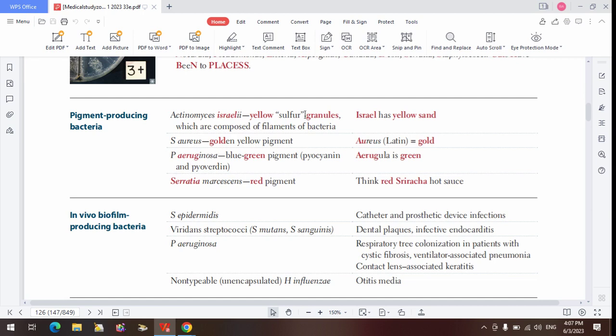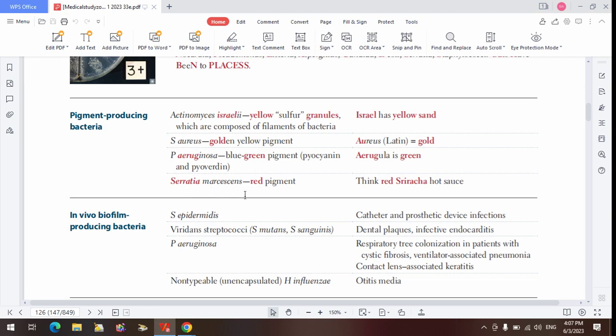Staph aureus produces yellow too, but it's golden yellow pigment, not granules, pigment. Staph aureus produces golden yellow pigment. Pseudomonas is blue-green pigment. And that color is impacted by these two pigments that are secreted, pyocyanin and pyoverdin. So we need to know that pyocyanin and pyoverdin are from Pseudomonas aeruginosa, and they bring about the blue-green pigmentation of Pseudomonas. The last one is Serratia marcescens.